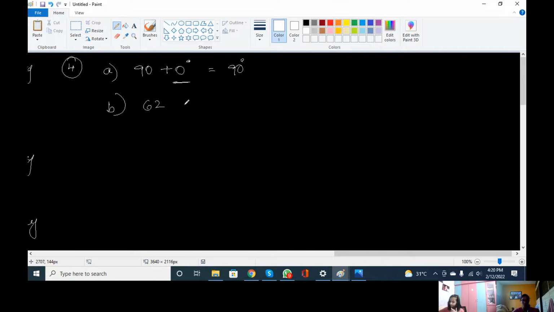62 is the question. The sum of complementary angles is 90, so what you have to do is 90 minus 62. That gives you 10 minus 2, 8, and here 8 minus 6, 2. So 28 degrees is the complementary angle for 62. Following?